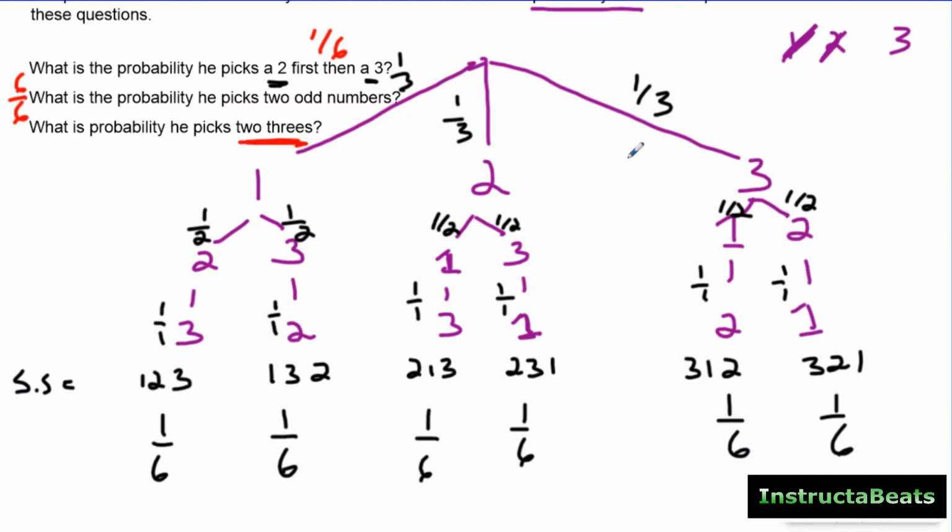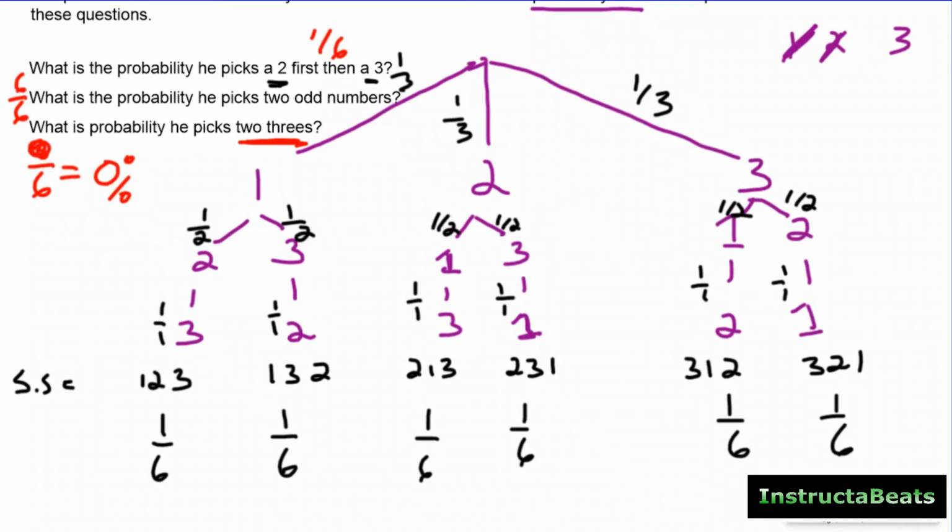Then the last question says, what is the probability he picked 2 3s? Well, once you picked a 3, that got out of the bag. So for that one, you would say that was 0 out of 6. There is a 0% chance for this one. It is an impossibility that he picked 2 3s because once you picked it once, you didn't put it back in the bag. So that's how we can use this tree diagram to answer these types of questions.